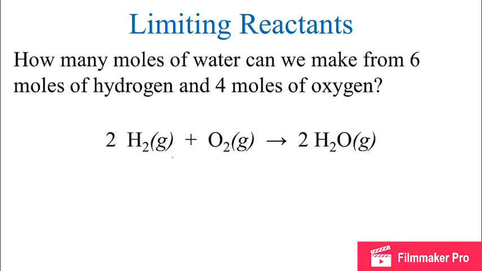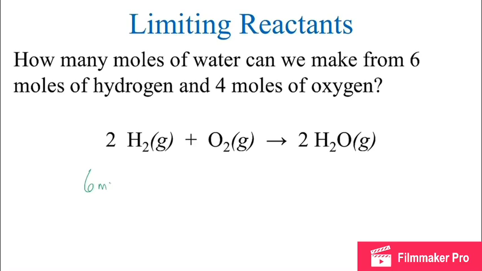Let's do an example now with chemistry. In our reaction here, they ask, how many moles of water can we make from 6 moles of hydrogen and 4 moles of oxygen? If we mix together 6 moles of hydrogen and 4 moles of oxygen, how many moles of water can we make? We're going to do the calculation twice. First, I'm going to take 6 moles of hydrogen and see how much water that lets me make. Then I'm going to take 4 moles of oxygen and see how much water that lets me make. Let's just try it out.